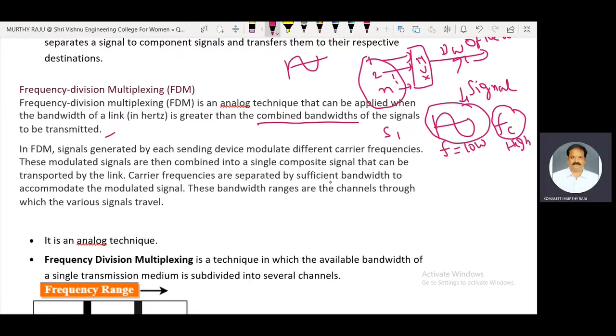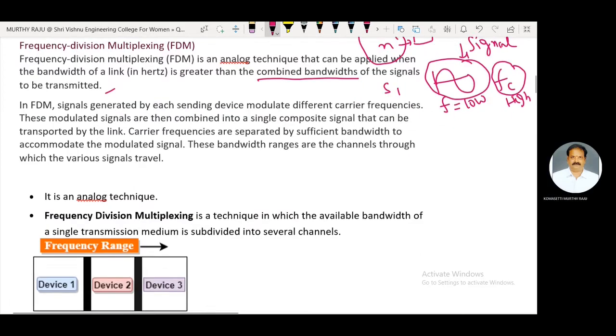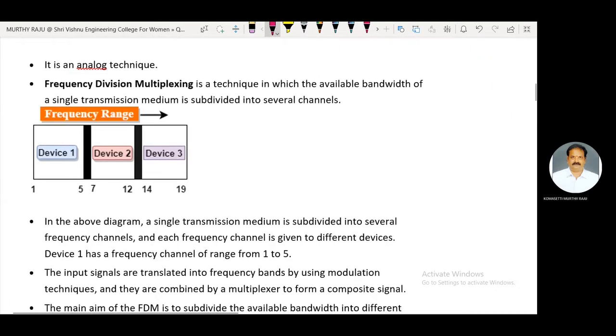Carrier frequencies are separated by sufficient bandwidth to accommodate the modulated signal. These carrier frequencies must be separated. These bandwidth ranges are the channels through which the various signals travel. It is an analog technique.